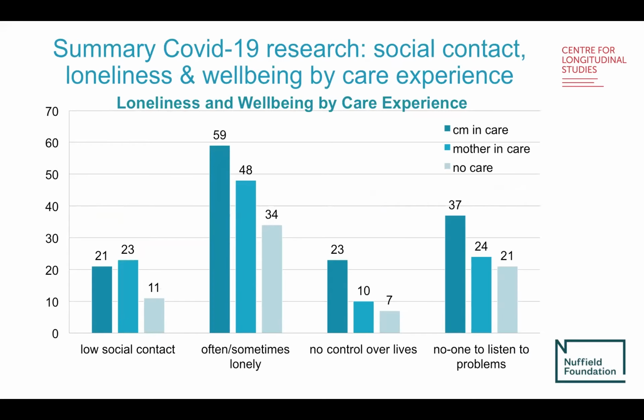Okay, some further outcomes. We looked at levels of social contact, loneliness, feelings of control, and whether you have someone to listen to you. Here we can see that any experience of care is associated with lower levels of social contact, and often or sometimes feeling lonely. But in terms of feeling control over what happens in your life, or not having anybody to speak to, the association is with direct experience of care.